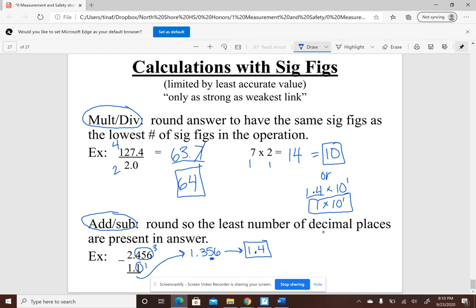So it's kind of like you're only as strong as your weakest link. Your answer can only be as accurate as your least accurate measurement. Okay, so we're going to do a lot more practice with this in class, and you're going to do some on your own now.